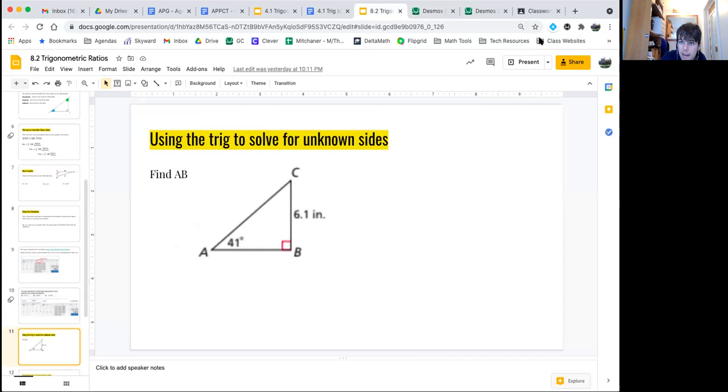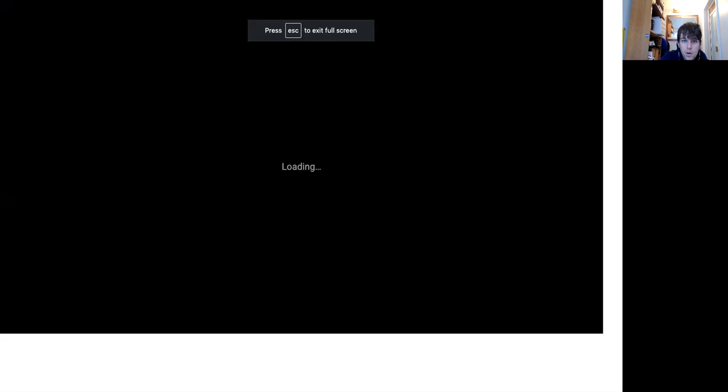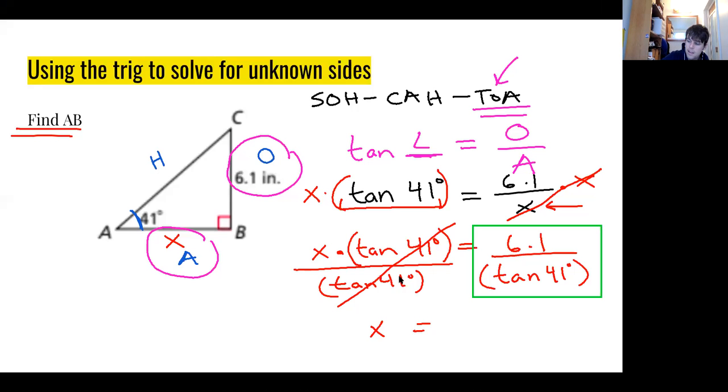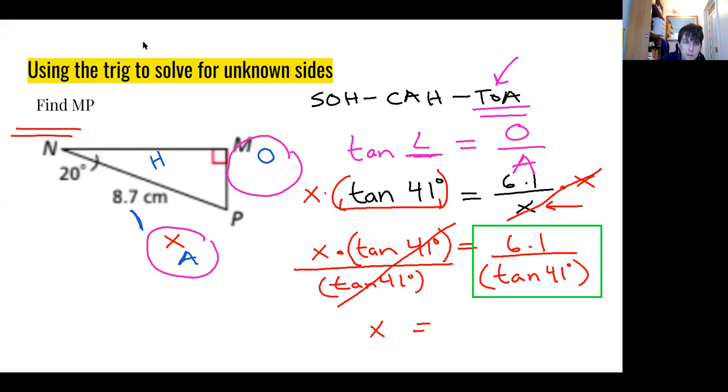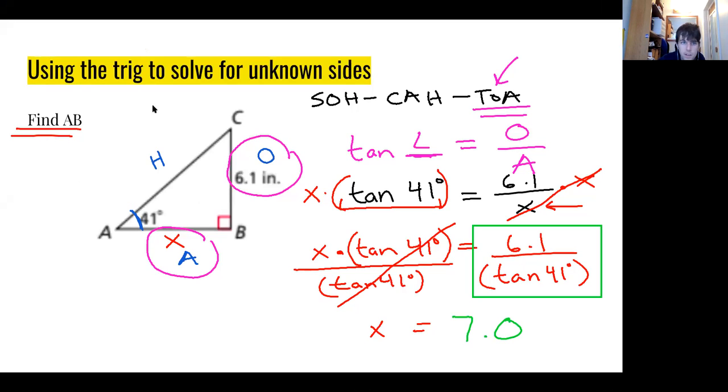So let's go back to our notes. Let's bring everything back. And we found that this was equal to 7.0. I don't know why I'm on the wrong slide here. There we go, 7.0. That was our solution. AB was equal to 7.0. So I suppose we should write it in terms of AB.